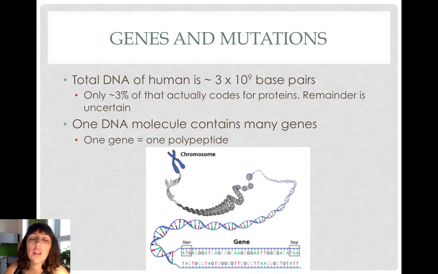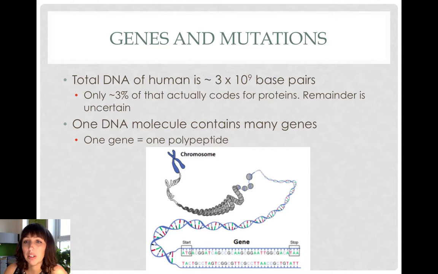Okay, so to finish talking about DNA, we're going to talk about specific genes and mutations. So total DNA of a human is 3 times 10 to the 9th base pairs, and only 3% of that actually codes for proteins. And remember, when people refer to DNA as the blueprint of life, really what they're talking about are the instructions to build proteins, which make up so many parts of our body and help us to do many of the functions that we do.